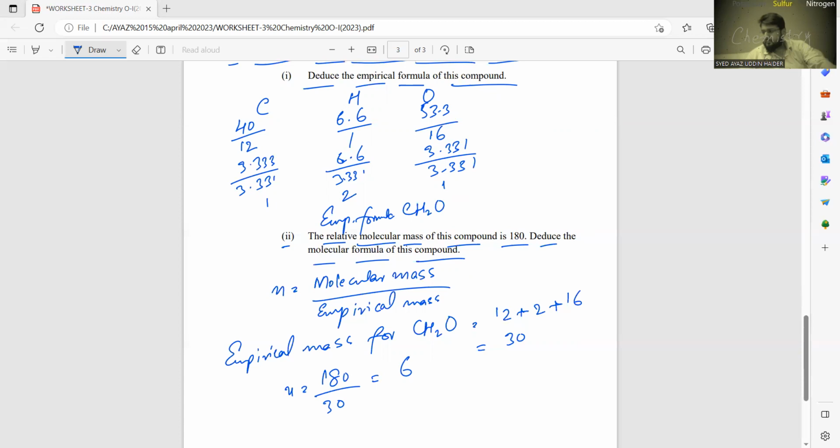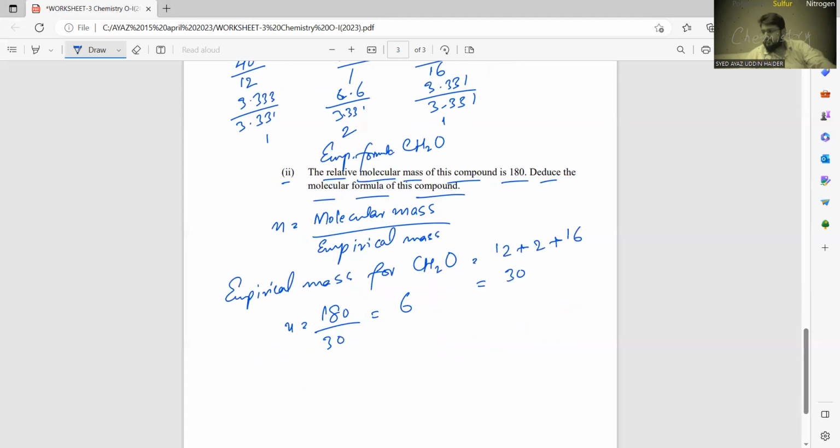Now I will multiply the empirical formula by the number 6. So the molecular formula will be C6H12O6. This will be the final answer.